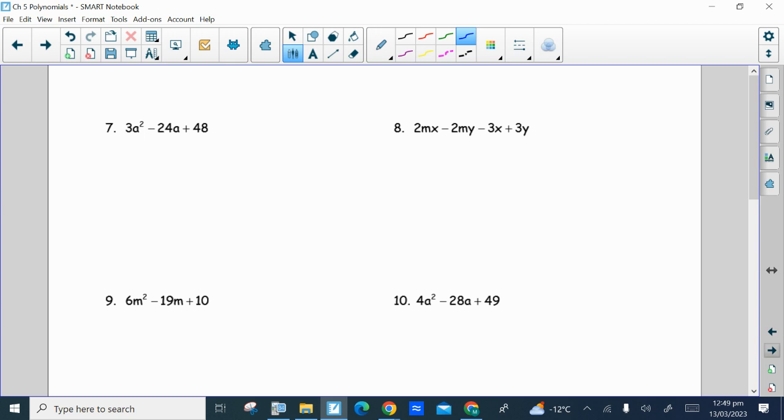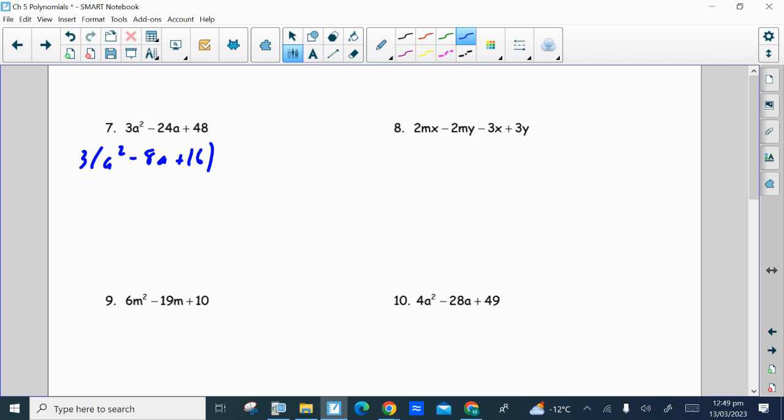So on the next page, number 7, there is a common factor here of 3 to take out as a starting point, which will give you a squared minus 8a plus 16. All 3 terms are divisible by a, so that's your common factor. To get the other factor, you divide each term by the common factor. Now that trinomial is factorable.